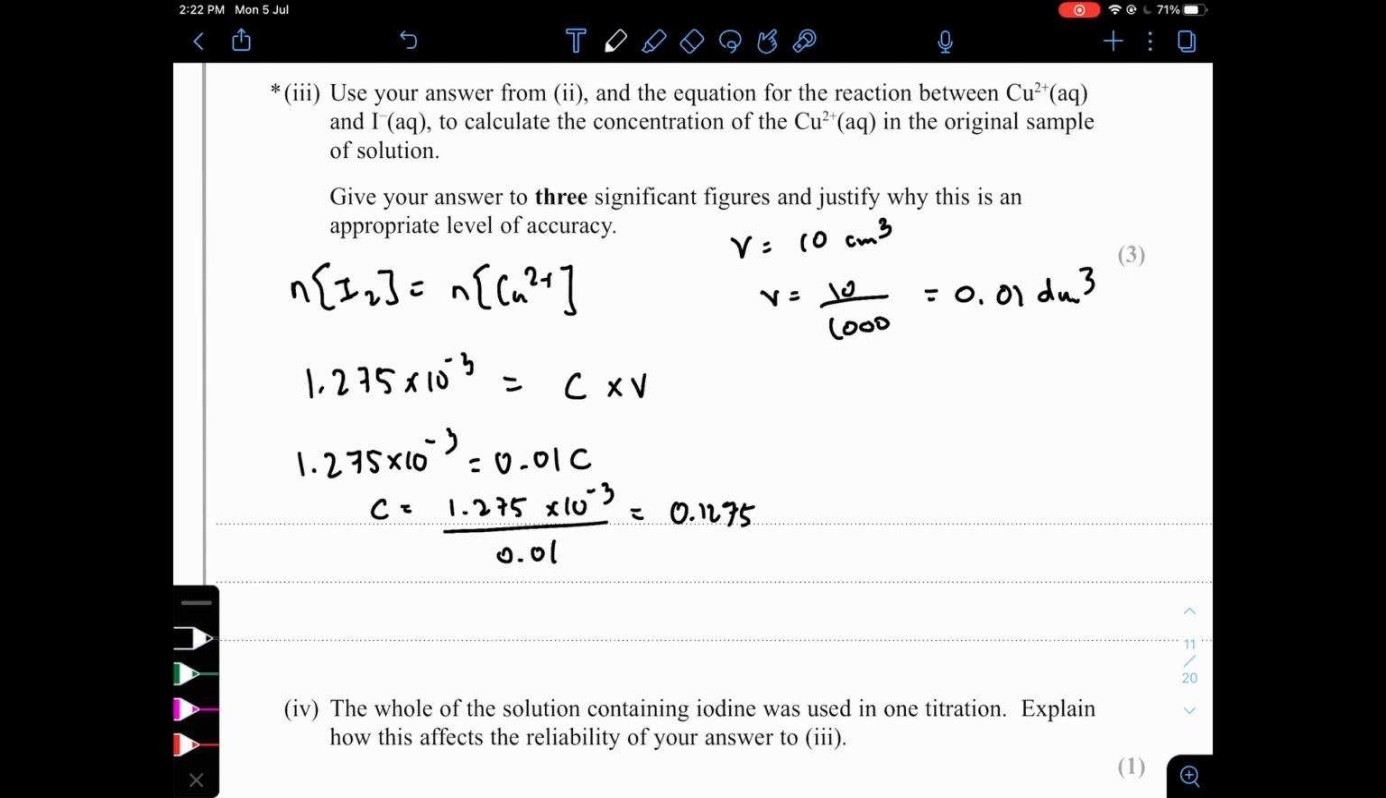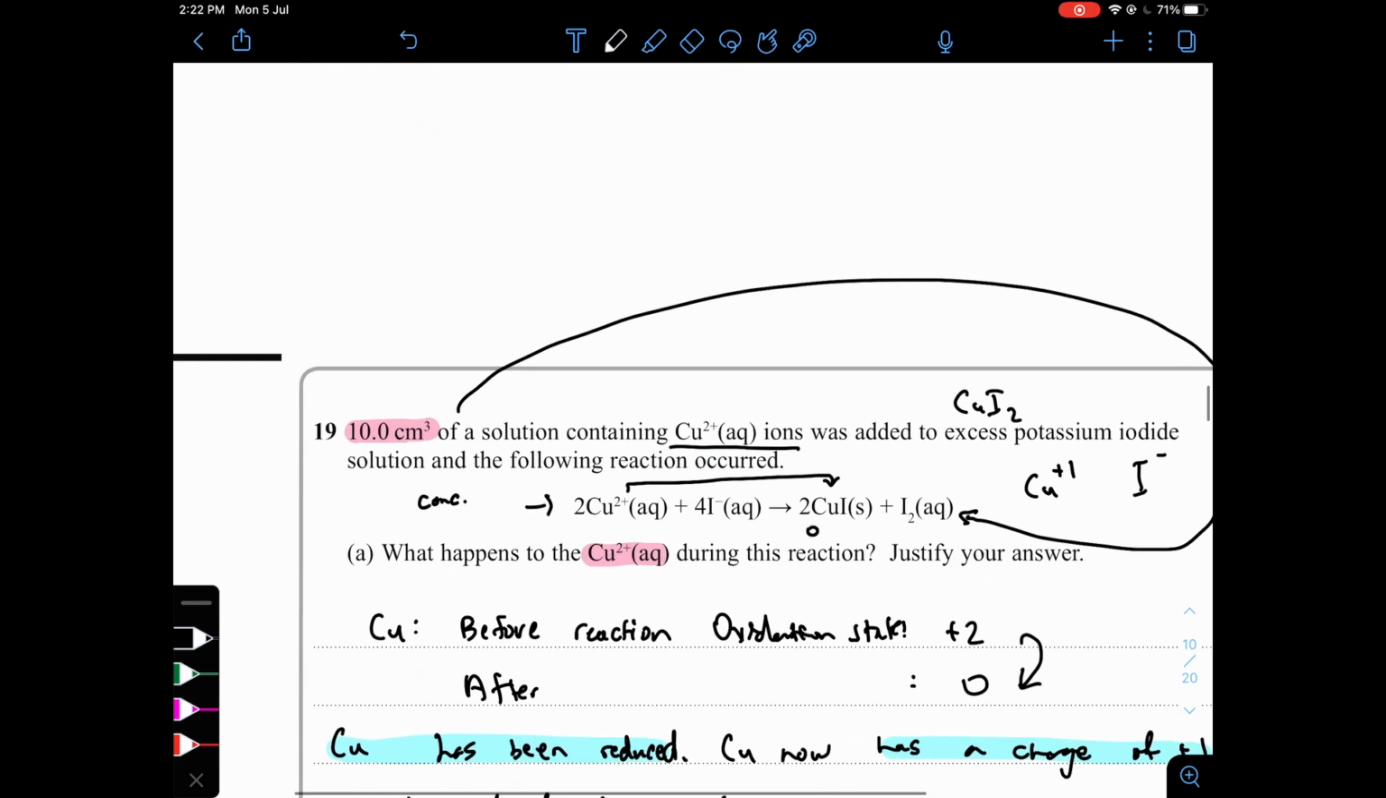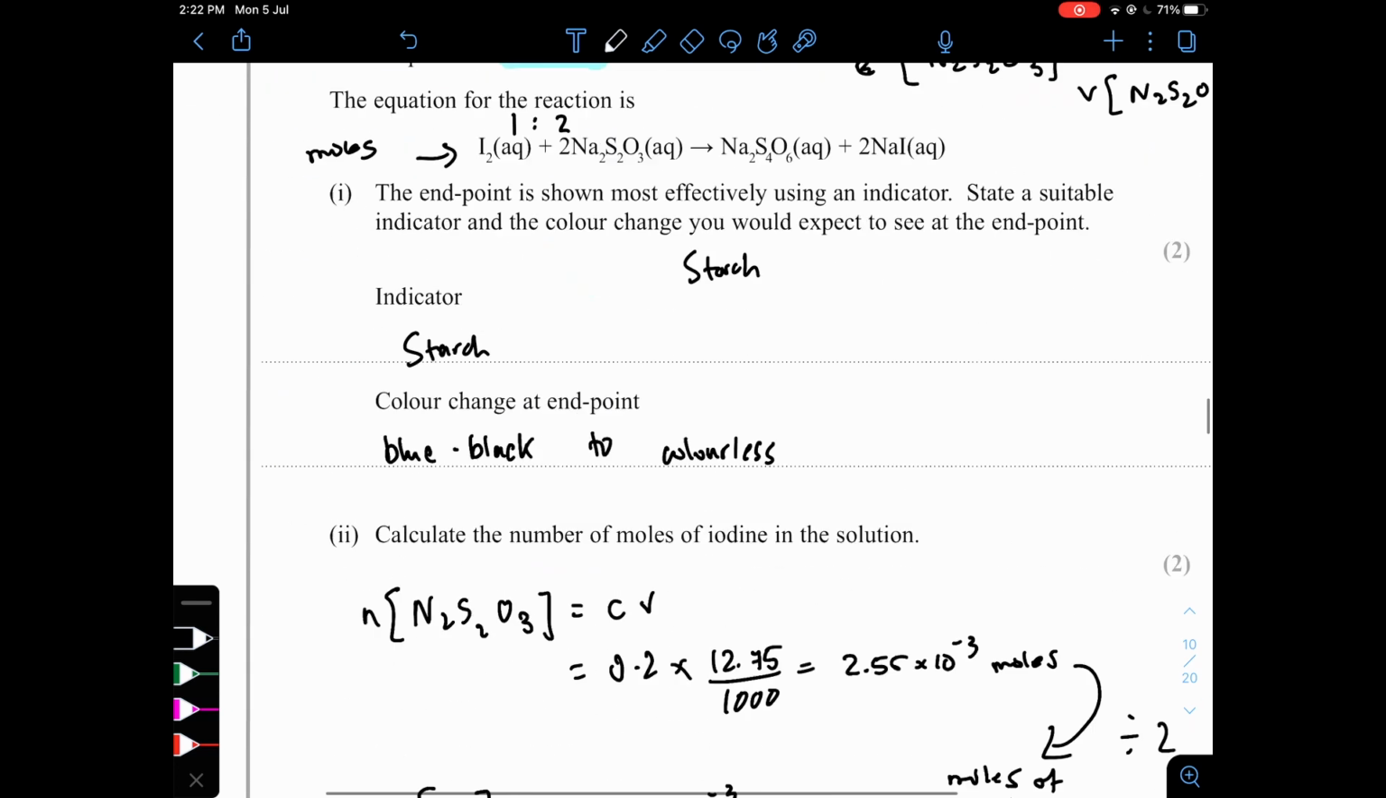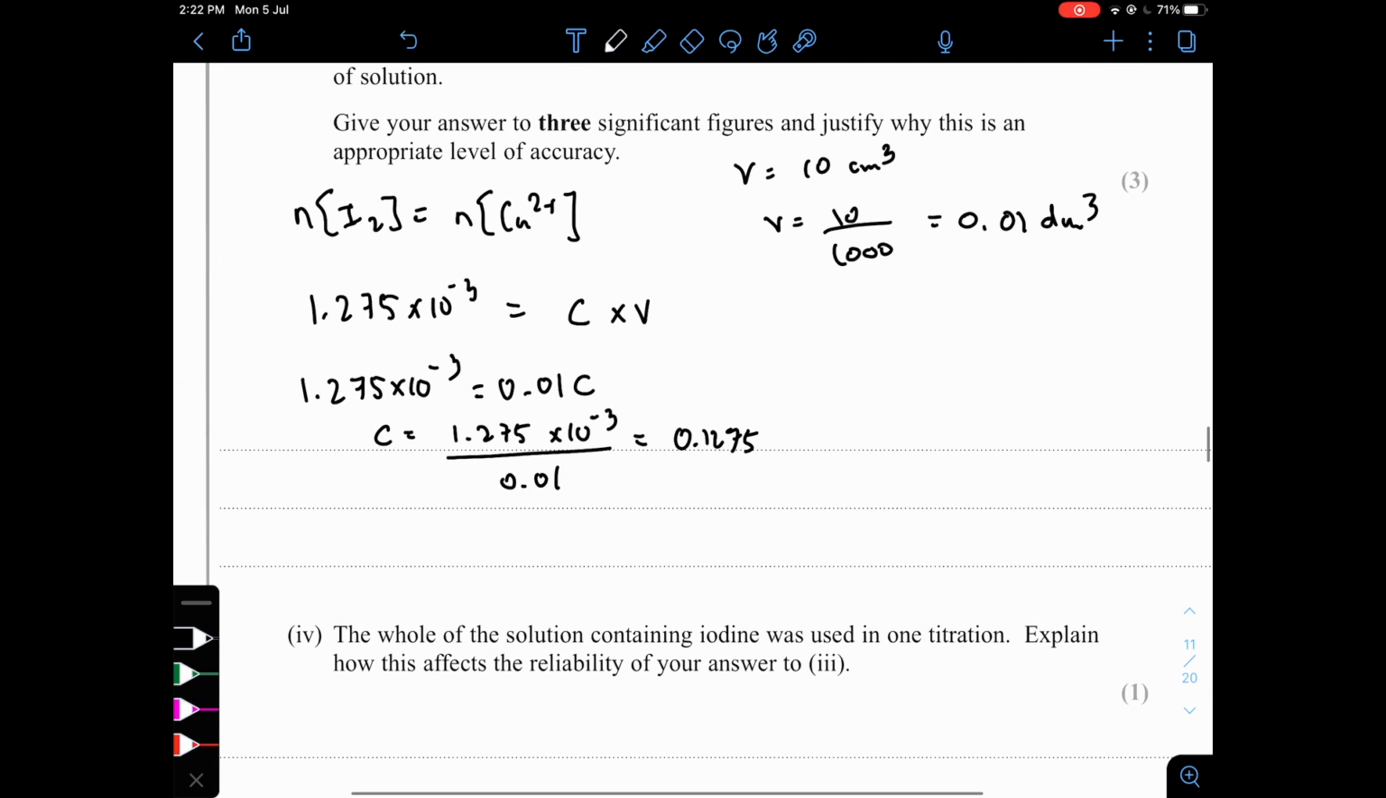Now we also need to go back to the molar ratio. You can see here that one of these iodine gave 2 of these, right? That means our final answer should be times by 2. So we should get 0.255 mole per dm cubed. So I stated that earlier. Okay. Now give your answer to 3 sig fig, which we have, right? And justify why this is an appropriate level of accuracy.